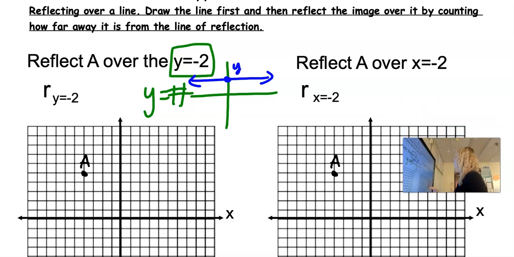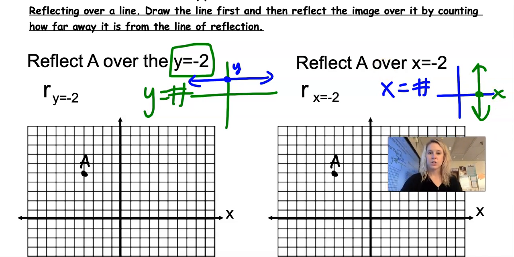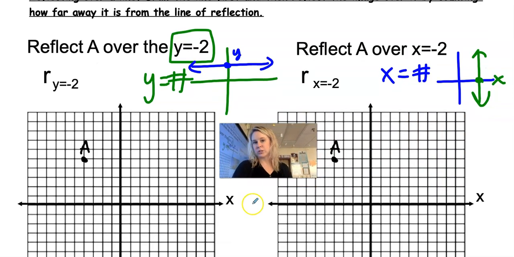Okay, same thing over here for x equals -2. If you have a line x equals a number, that is going to be a vertical line because it has to hit the x-axis at a number. So it has to hit the x-axis, so it is the opposite of the y-axis. So on these problems, you first have to draw the line.